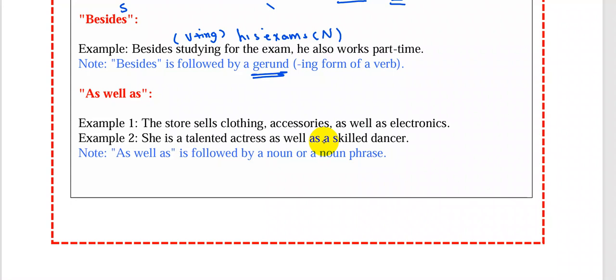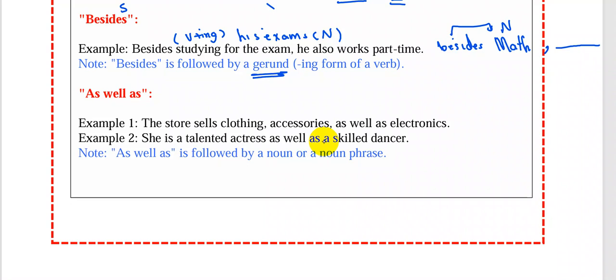So you can say besides math, comma, and write the next sentence. Here you followed besides with a noun phrase. The third here is as well as, the same rule as well, followed by either a noun or a gerund.